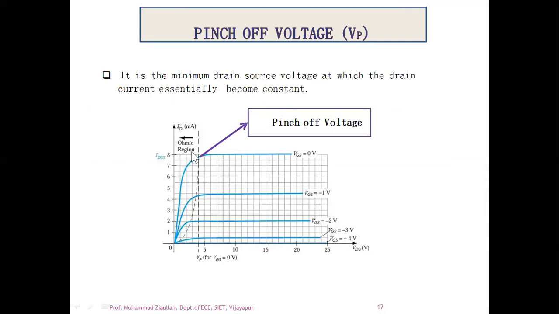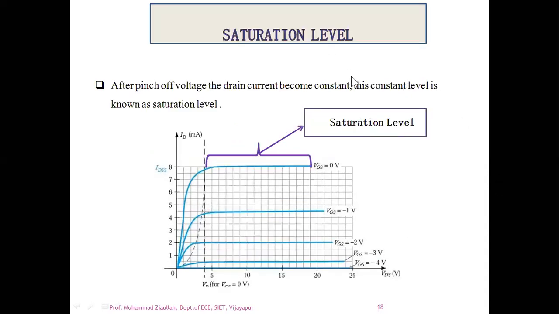You can see here that after some time, at point VP, the current is constant. At this point we can call it the pinch off voltage, where the maximum drain source current is maintained constant at some particular point VP. So that point is called the pinch off voltage, and we have a saturation level. It is defined as after pinch off voltage, where the current becomes almost constant, and this constant level is known as your saturation level, where wherever you measure the current, it will show you constant values.